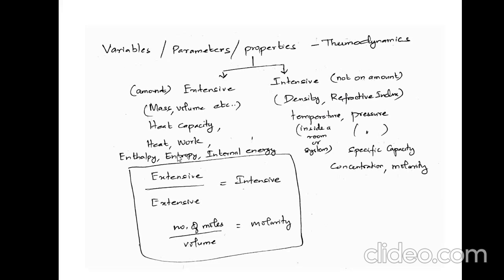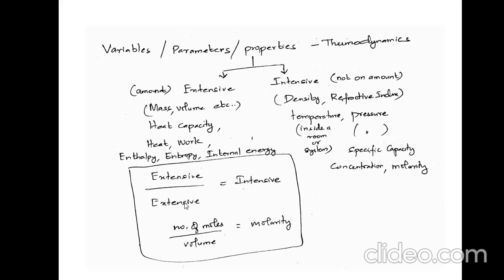And heat, work, and everything related to energy are extensive properties. They depend upon the amount, right? Enthalpy is another form of energy, entropy is another form of energy, internal energy is an energy. Everything, heat, work, heat capacity, internal energy, energy based, will come under extensive property. It depends upon the amount, right? These are all the extensive properties. So this is the difference between extensive and intensive property, right?